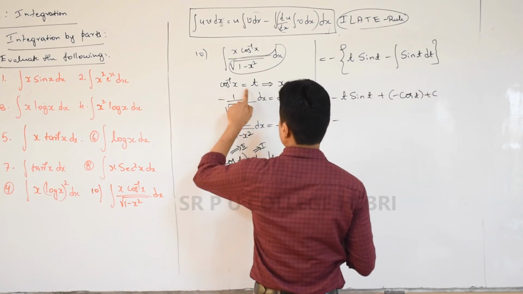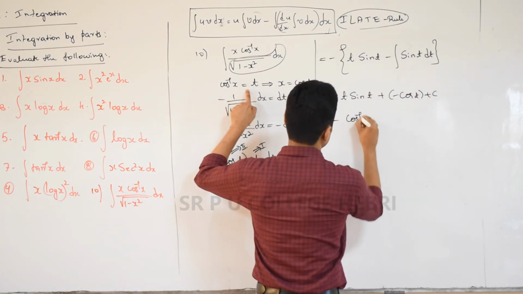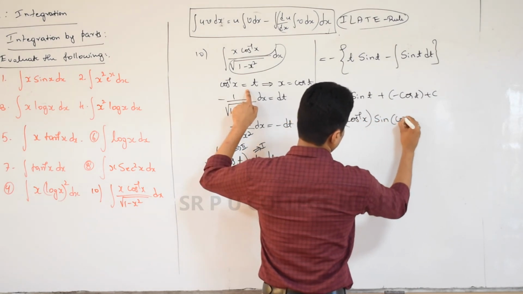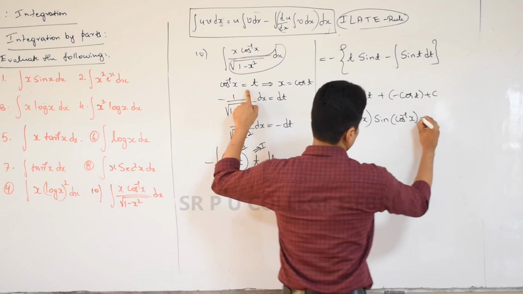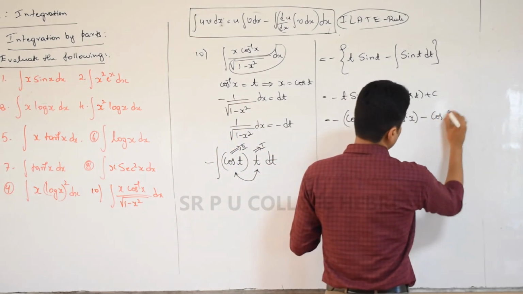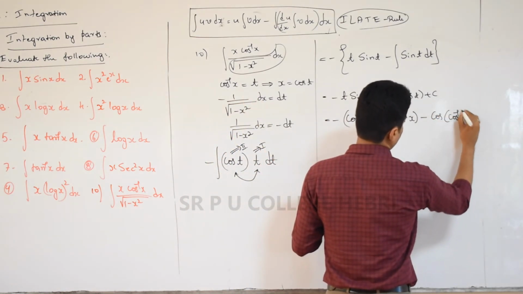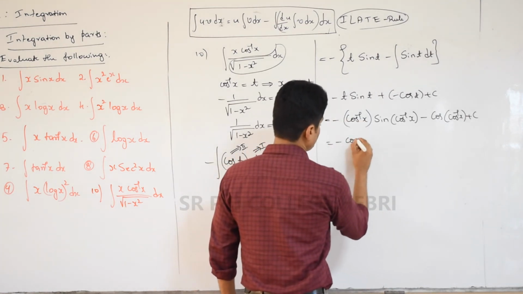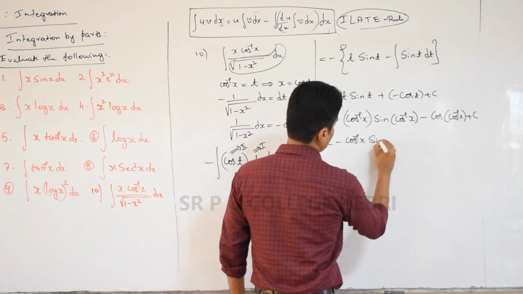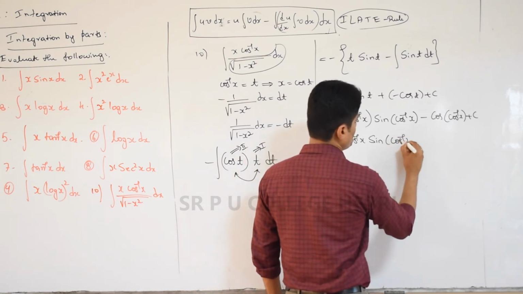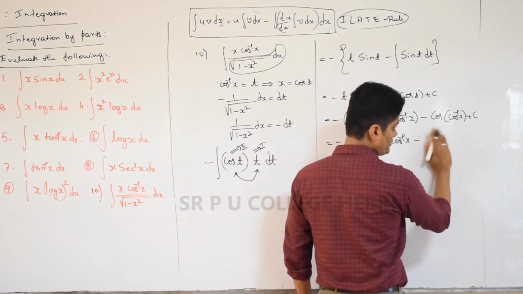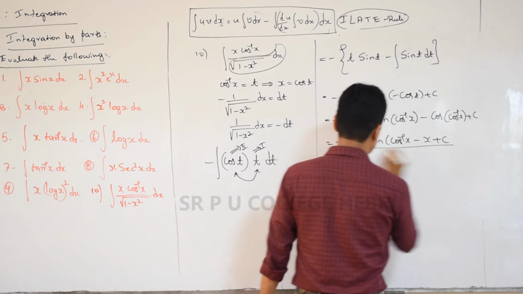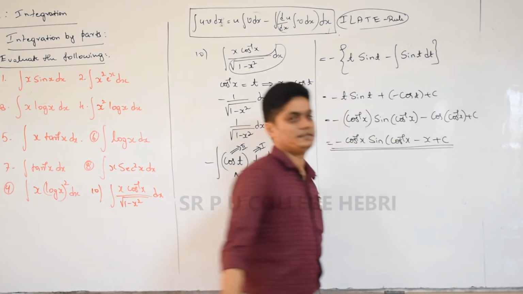Now you can replace t. What is t? Cos inverse of x into sin of cos inverse of x minus cos of cos inverse of x plus c. So that is minus cos inverse of x into sine of cos inverse of x. You know cos of cos inverse and sine of sine inverse give only x. So this will be considered the final answer.